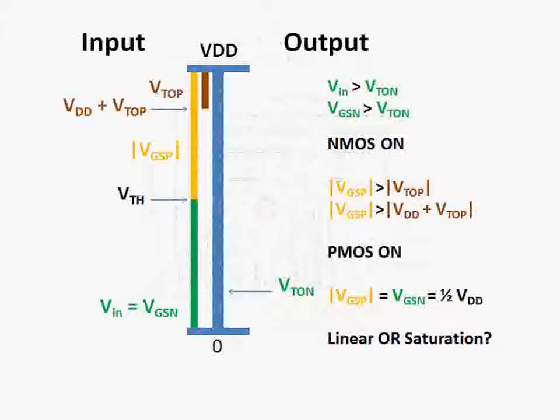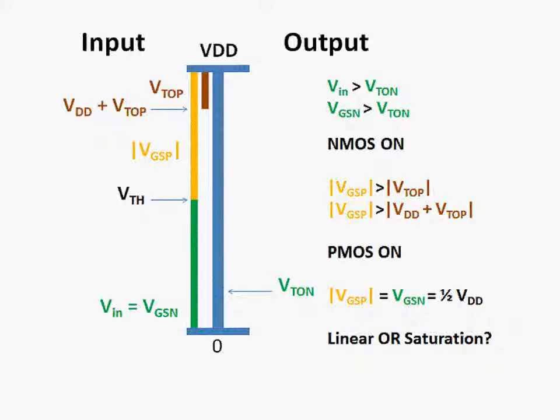By visual inspection, we can see that both the NMOS gate source voltage and the PMOS gate source voltage are equal to half VDD. We can see that both are greater than their threshold voltage. Therefore, we can see that both the NMOS transistor and the PMOS transistor are turned on.